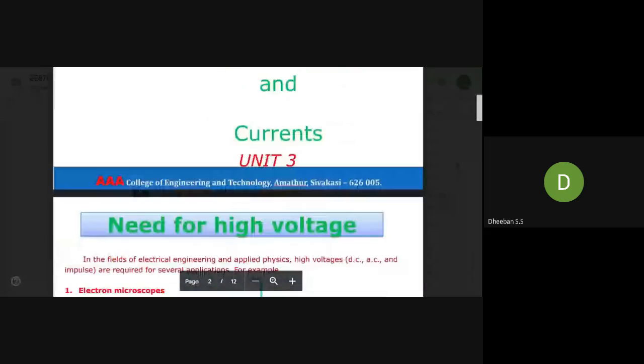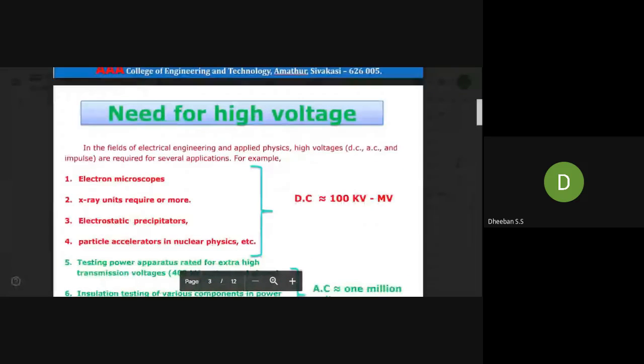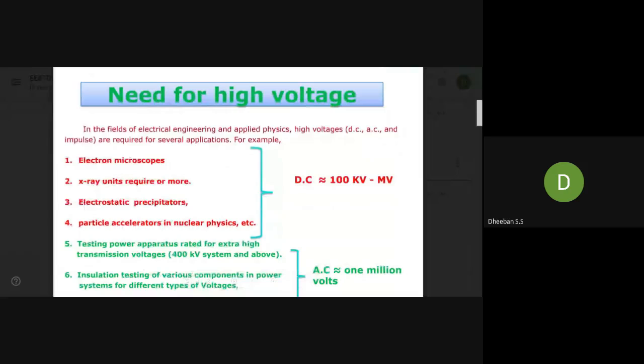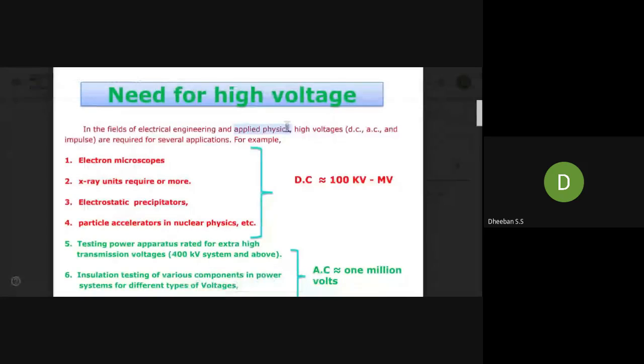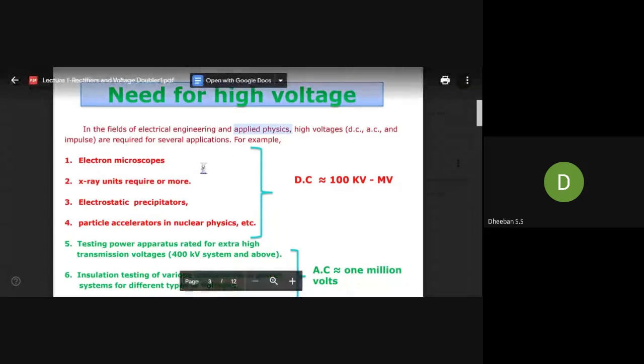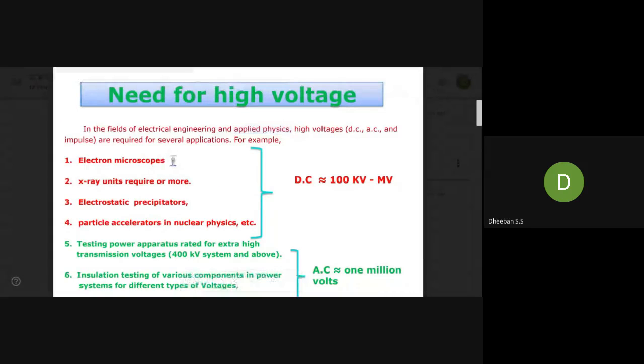First thing, you'll be seeing about high voltage. From the beginning of this subject itself, we have been talking about high voltage, high voltage, but you don't know where these kinds of high voltages are being used or implemented in day-to-day life. Here you can see it. Mainly they are used in applied physics applications. The examples are the electron microscope.